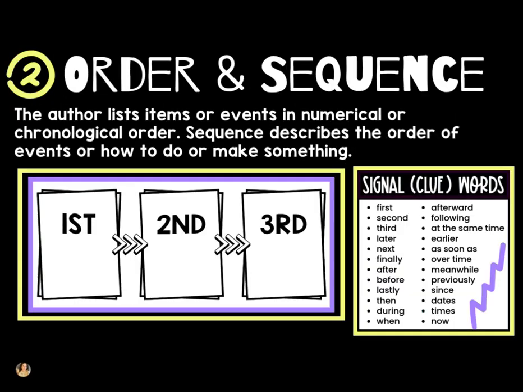The second one we will look at is order and sequence, or also known as chronological. This is where the author will list items or events in a numerical or chronological order. It goes in date sequence or step sequence. It describes the order of events and how to do or make something. So you always have first, second, third, first, then, next, finally.